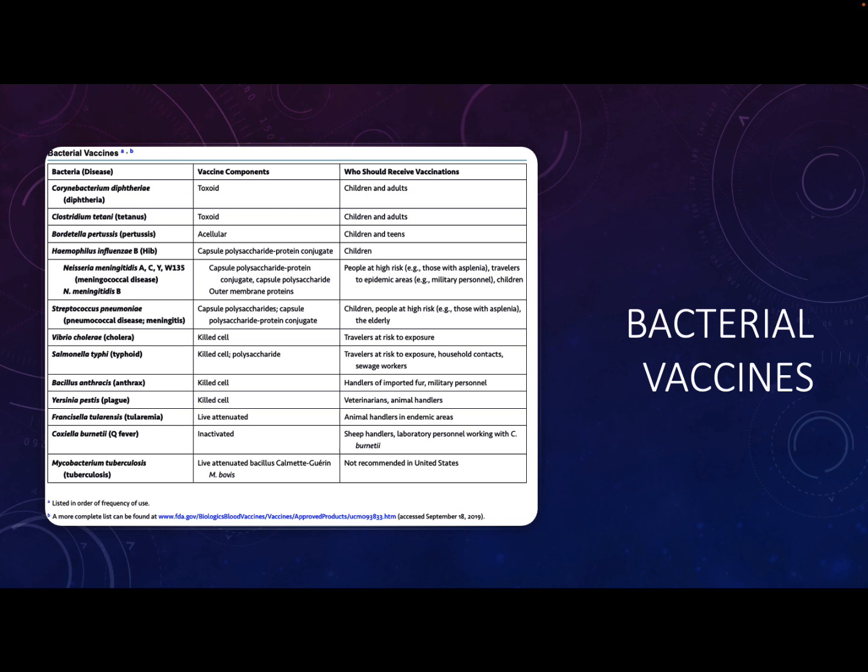Veterinarians and animal handlers might get a plague vaccine. We do have plague in California. It's relatively common in the Sierra. Animal handlers in endemic areas for tularemia, we have that here too. Tularensis is named after Tulare County, which is down by Fresno. Q fever, sheep handlers. Tuberculosis is not recommended in the US. We don't have endemic tuberculosis. It's for wherever you have endemic tuberculosis. So we do have a handful of bacterial vaccines that are common. The others are under special circumstances.